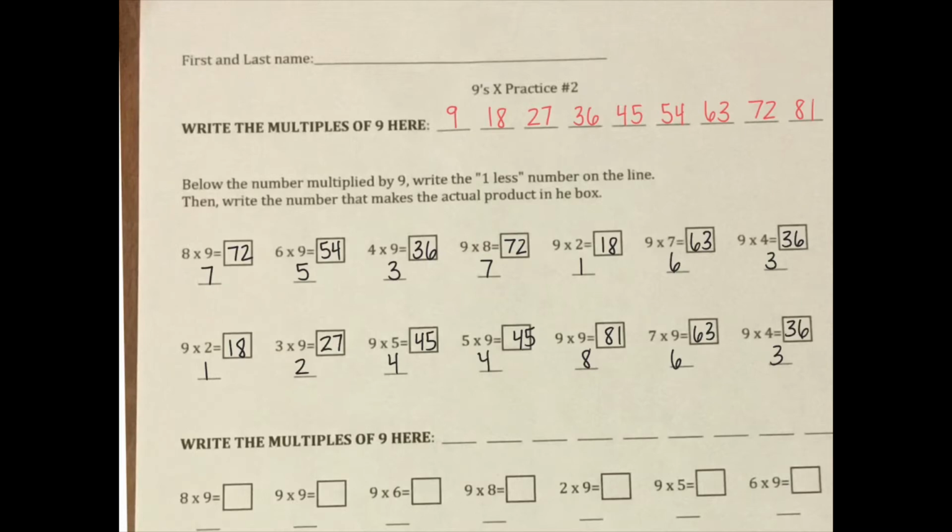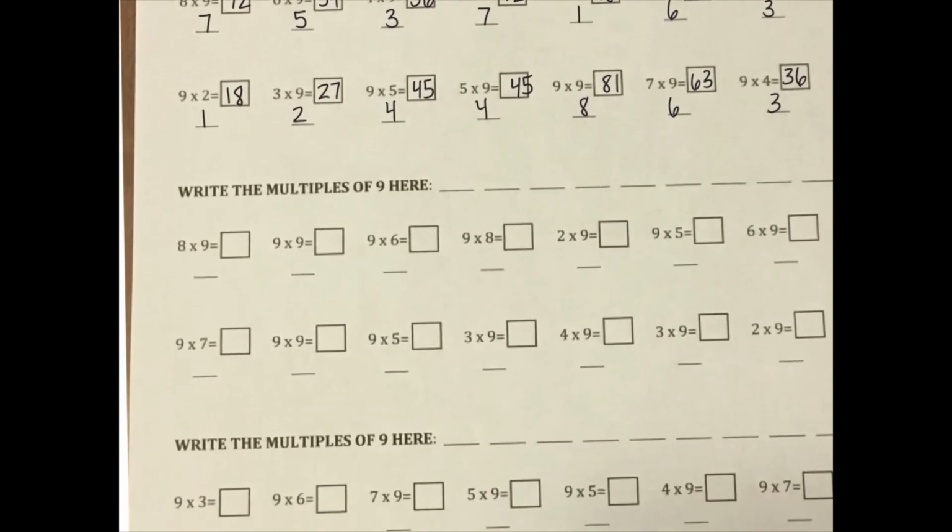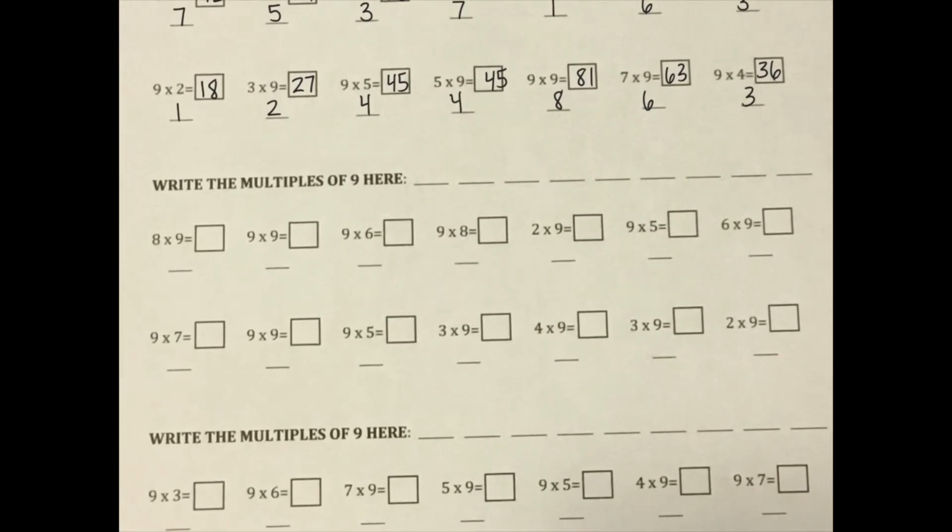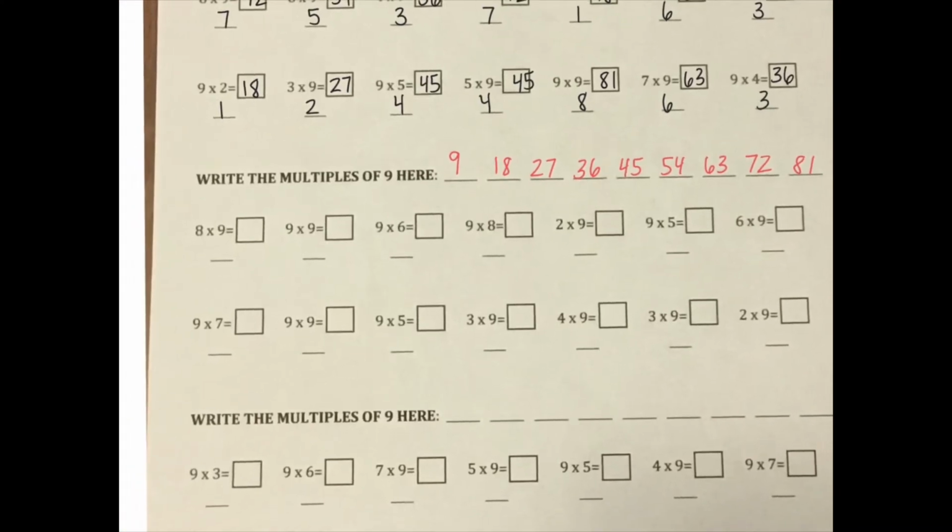36. Okay, now we're going to go down to the next two rows, but we want to remember what our multiples are. So say them with me. Whisper so you don't disturb the people around you. Here we go. 9, 18, 27, 36, 45, 54, 63, 72, 81. Okay, now let's actually do some of the problems.